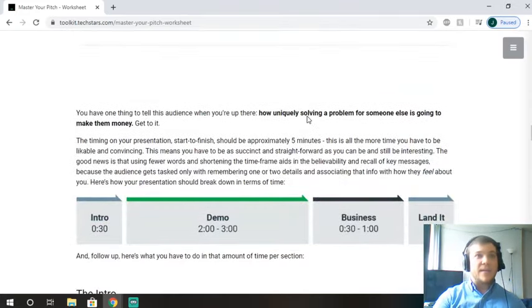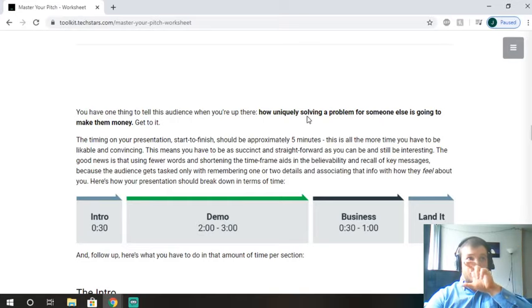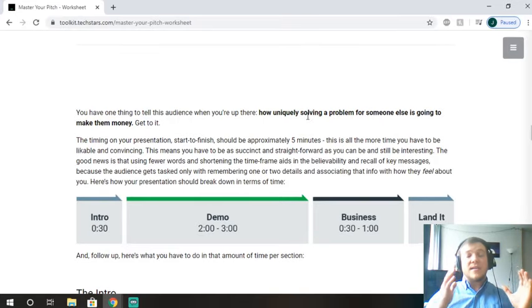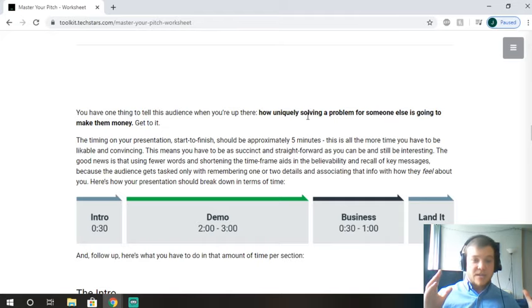Then, once you've done that, this is kind of the layout of the presentation. So the intro, in a 5-minute presentation, but what I would say is this can scale up. So if you have a longer presentation, just take these percentages of time and put that into the bigger presentation. But obviously the bulk of your presentation is going to be the demonstration.